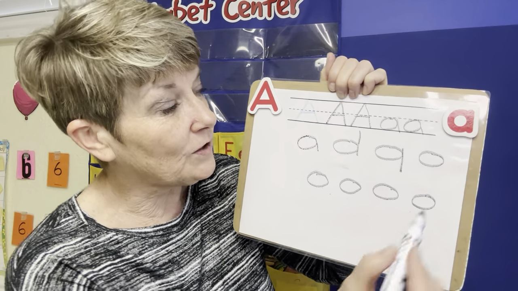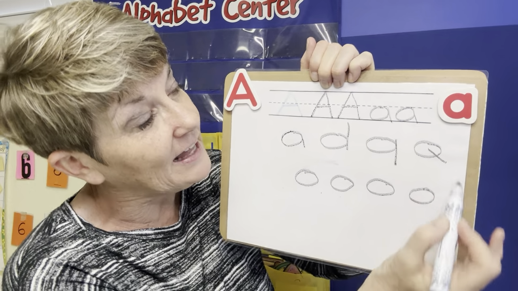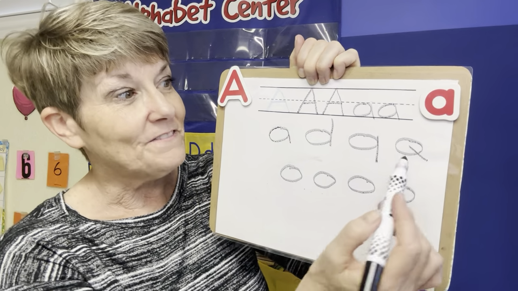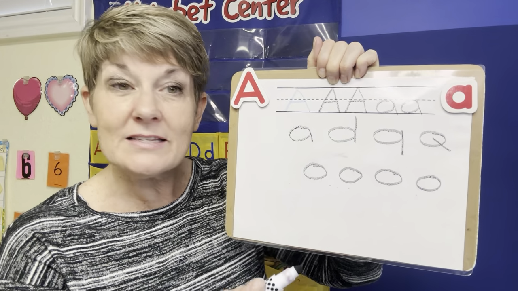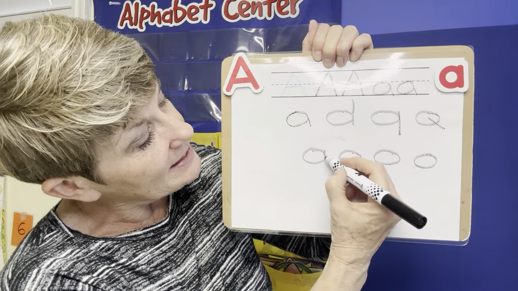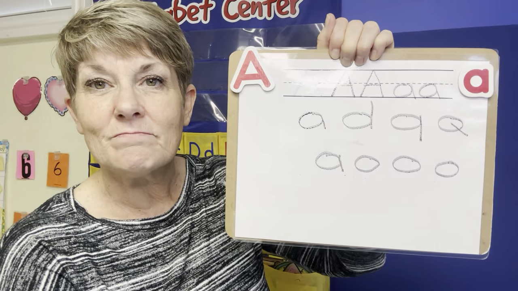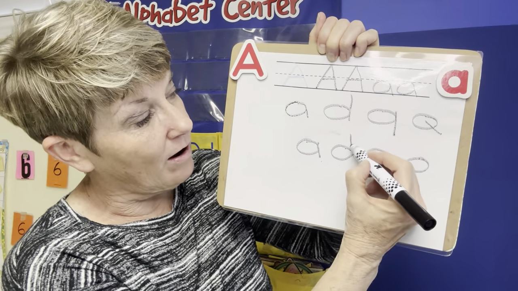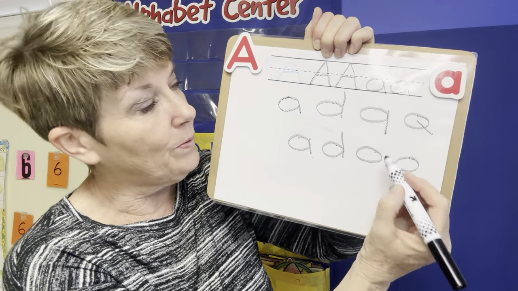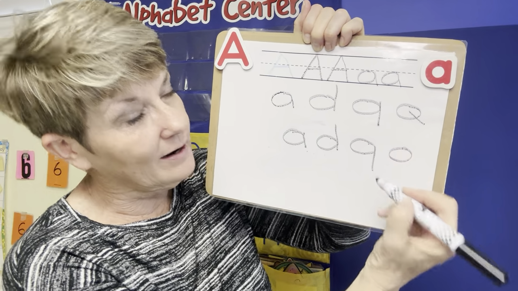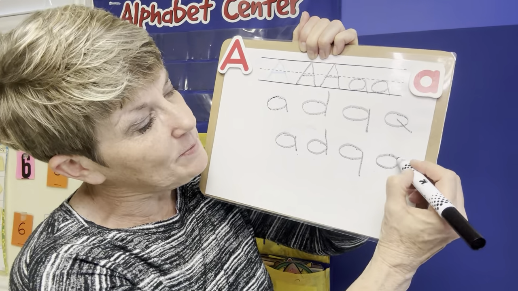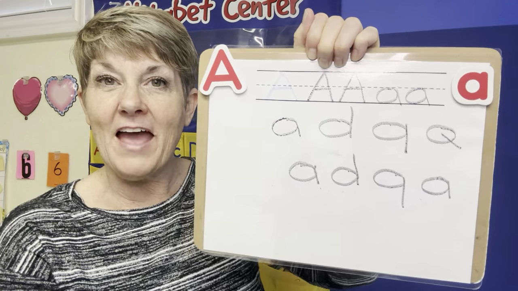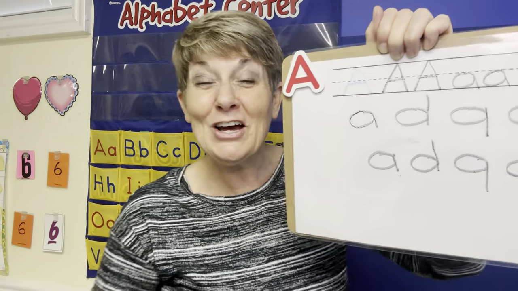That's a lot of places for a line. What if I put it on the inside like that? That is a Q. So where does the line have to go? Does it need to go right there on the end? And does it need to be tall? Nope. Does it need to go long? Nope. It just needs to be right there, a little on the end, right? Good job with your A's.